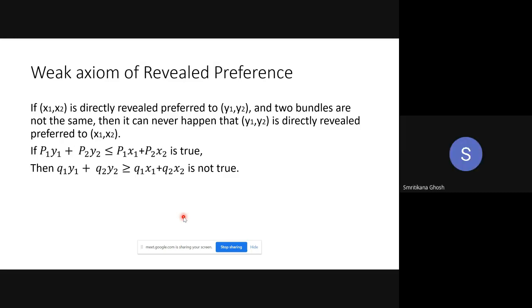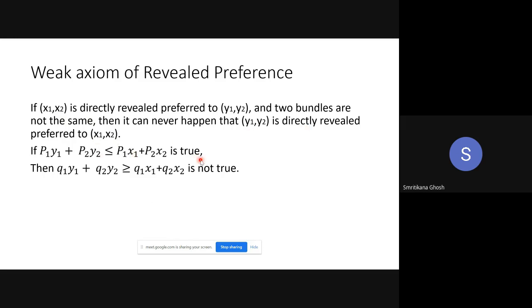So look at the weak axiom. What I am explaining from the diagram is written here in words. Read it carefully. If x1, x2 is directly revealed preferred to y1, y2 and the two bundles are not the same, then it can never happen that y1, y2 is directly revealed preferred to x1, x2. Look, here it is directly revealed preferred. Indirect may be possible, but direct revealed preference is not possible.